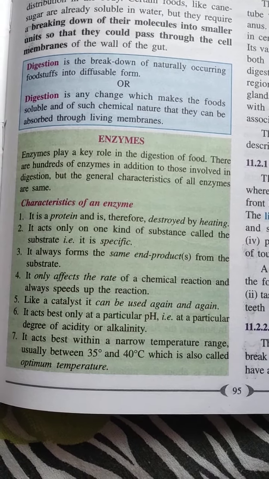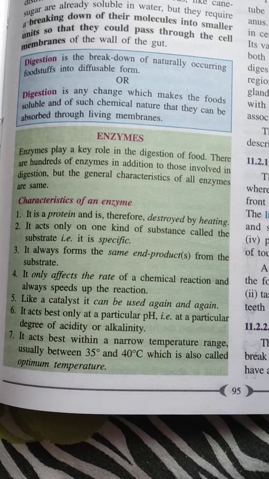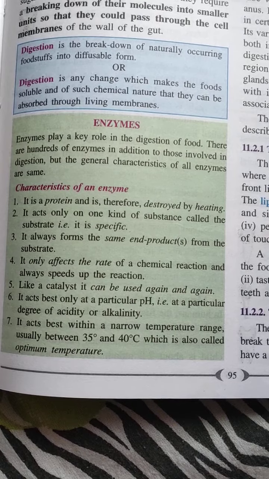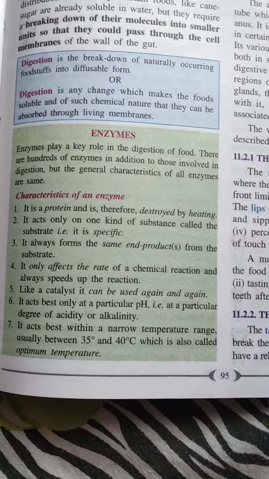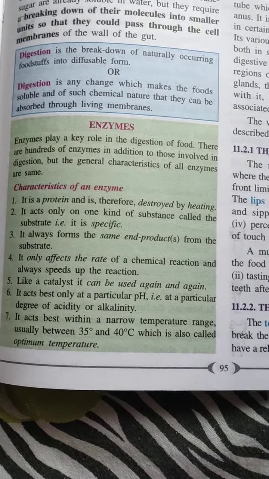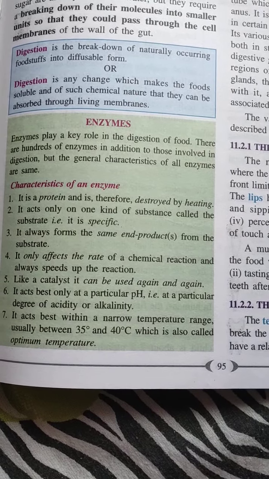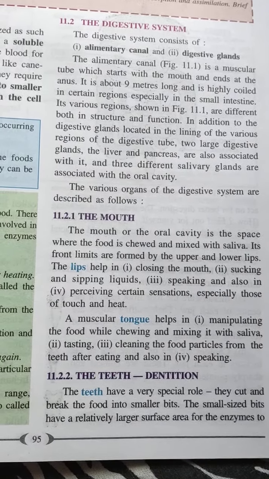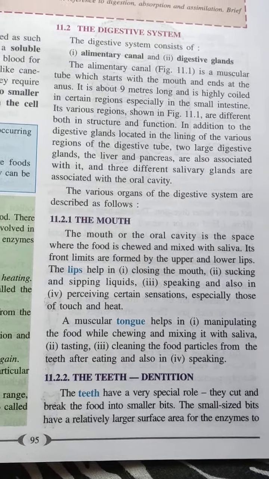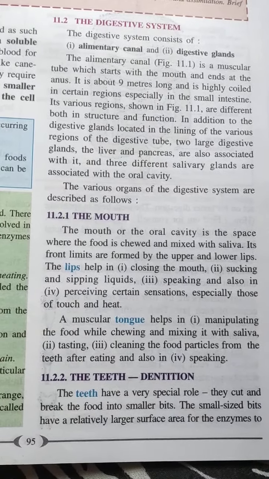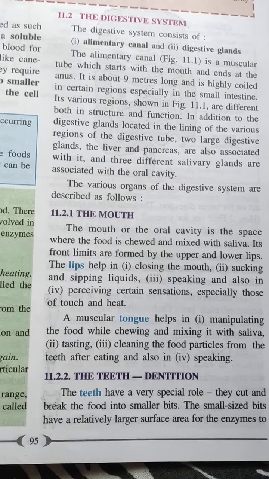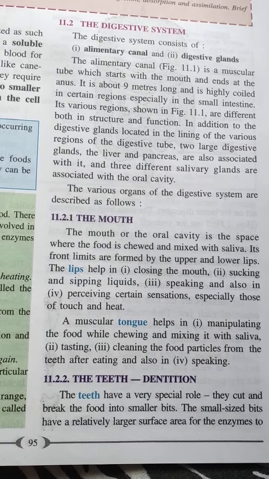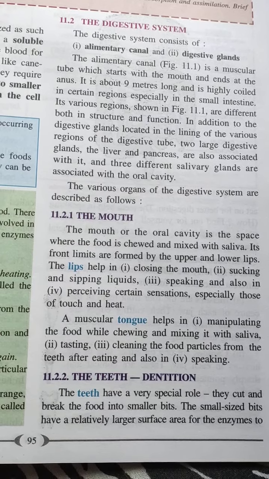It acts best only at a particular pH and it acts best within a narrow temperature range, usually between 35 to 40 degrees centigrade, and we generally call this temperature the optimum temperature. Now, digestive system consists of two main parts, alimentary canal and digestive glands. The alimentary canal is a muscular tube which starts with the mouth and ends at the anus. And there are various digestive glands: liver, pancreas, salivary glands, right?